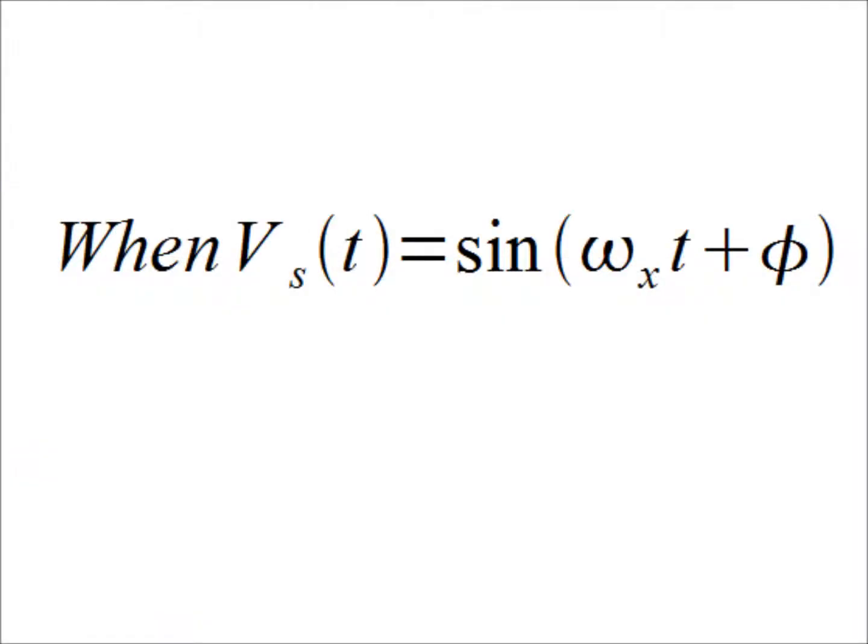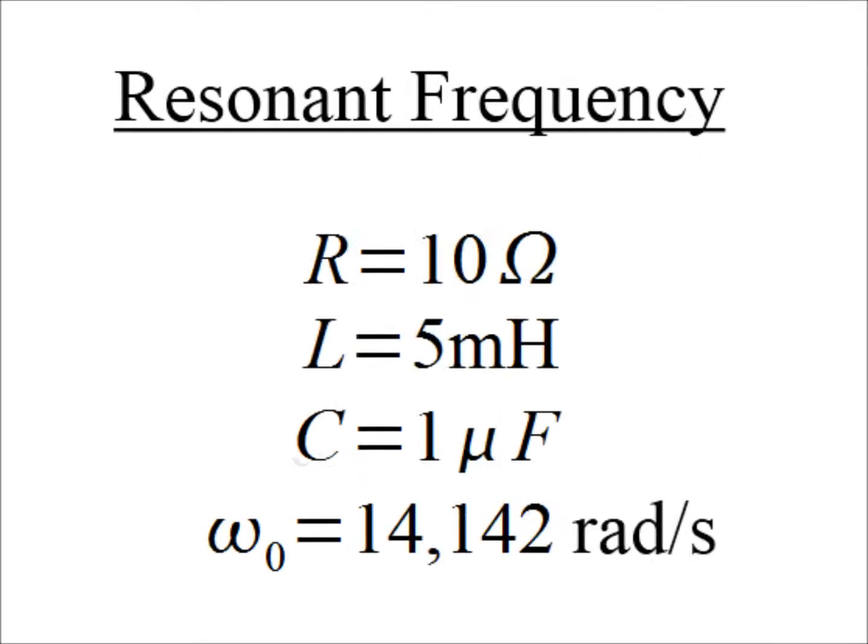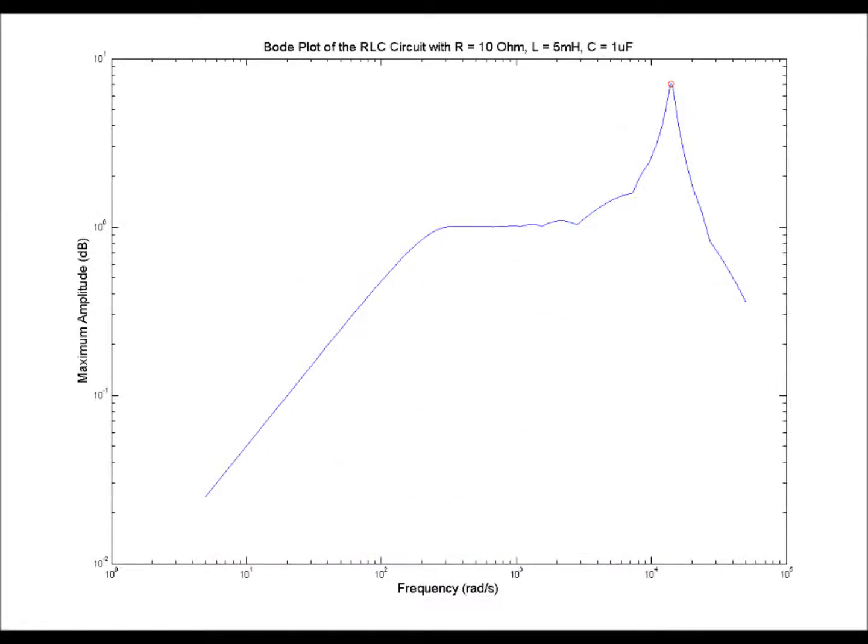So now let's go to the final example when our voltage is a sinusoid. And I'd like to go back to the resonant frequency real quick, this 1 over the square root of LC, because this is really going to govern the response. So as you see, we have the circuit set up to resonate at 14,142 radians per second. So this is a numerically simulated Bode plot of the system, and as you can see, there's a peak around 14,000 radians per second, which is what we expected.